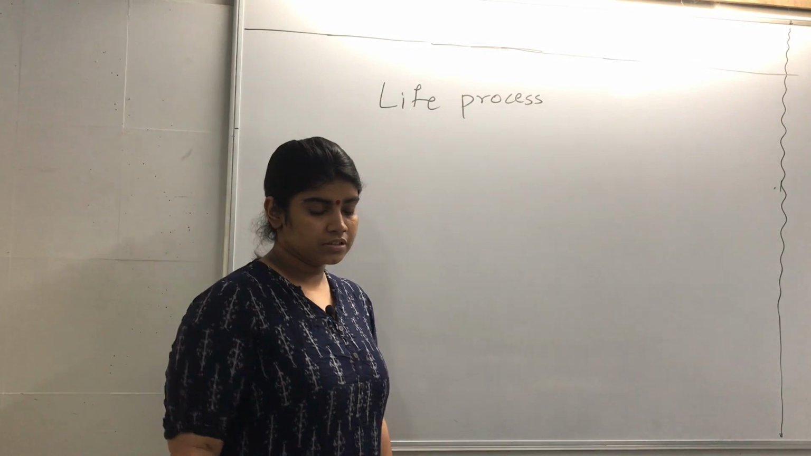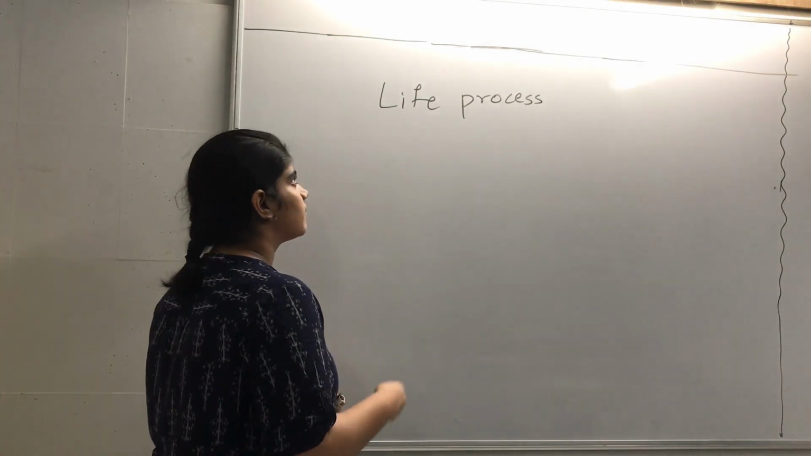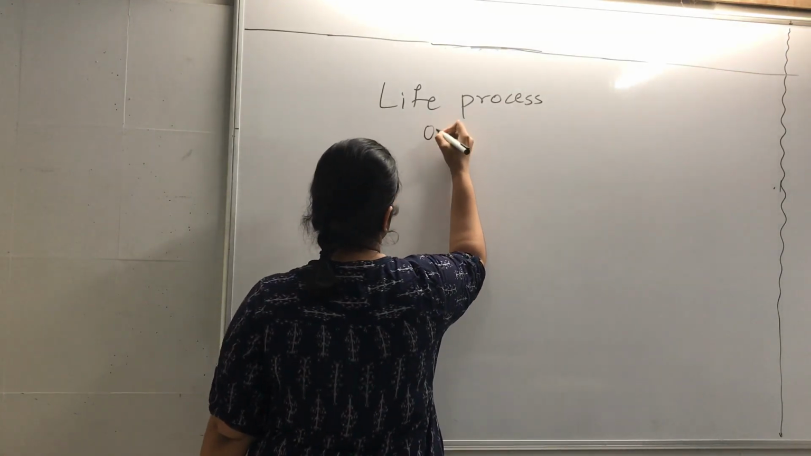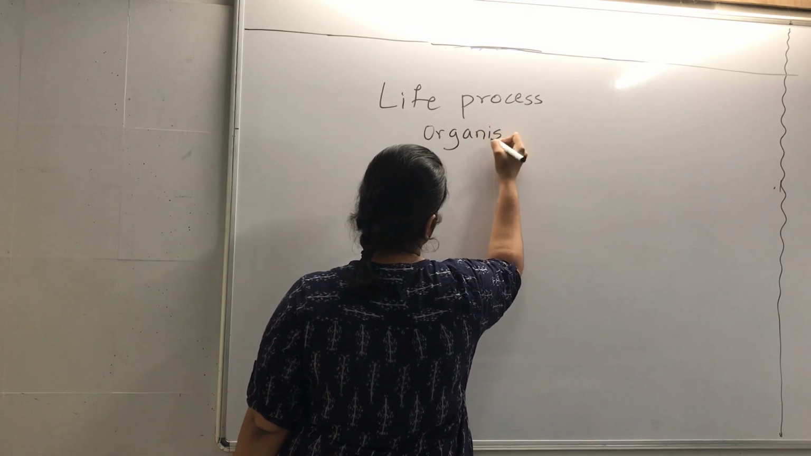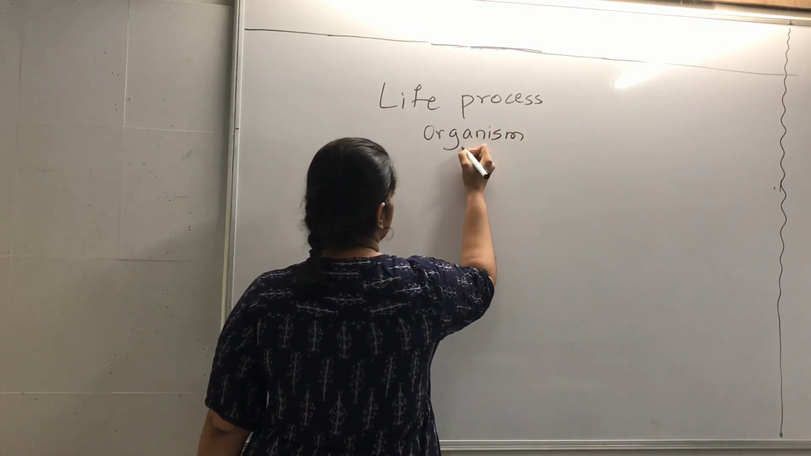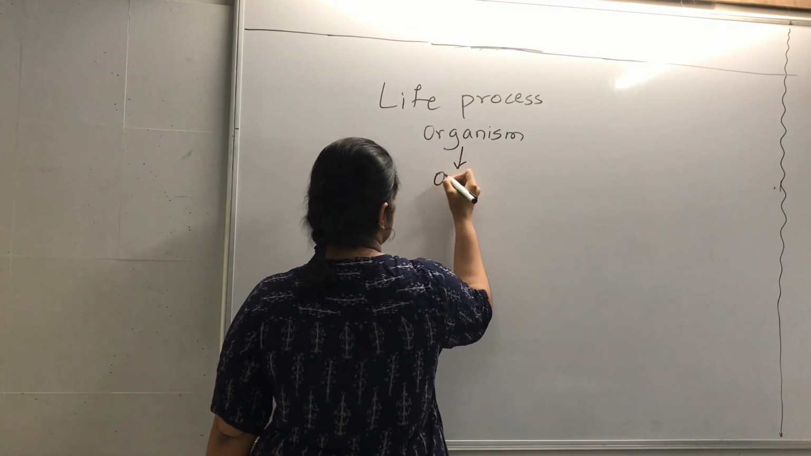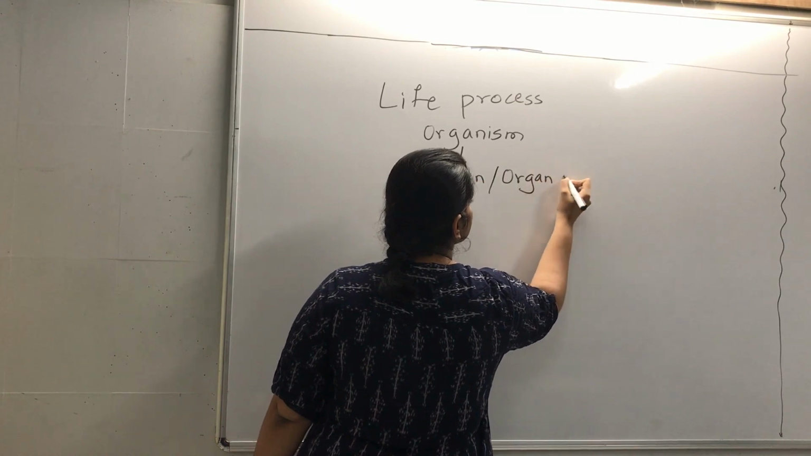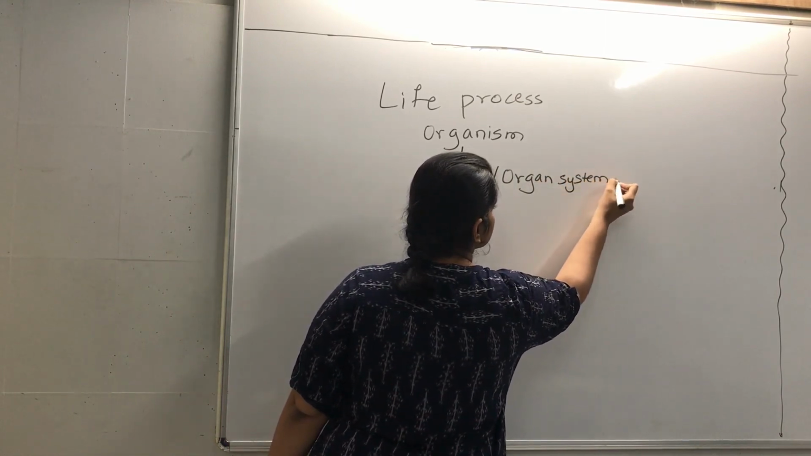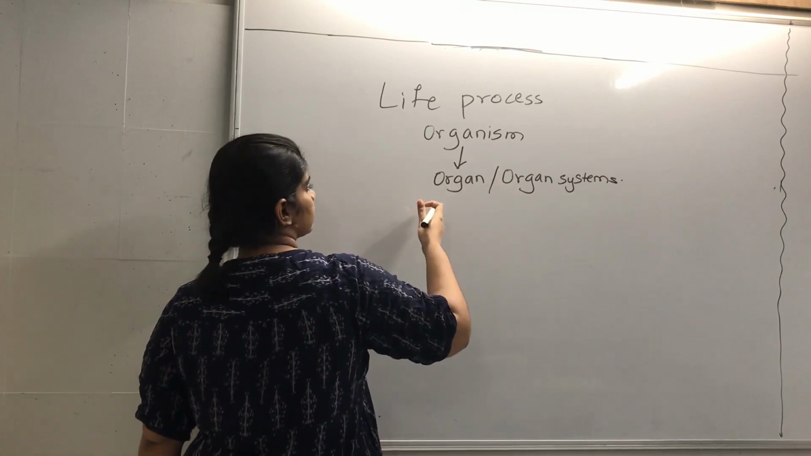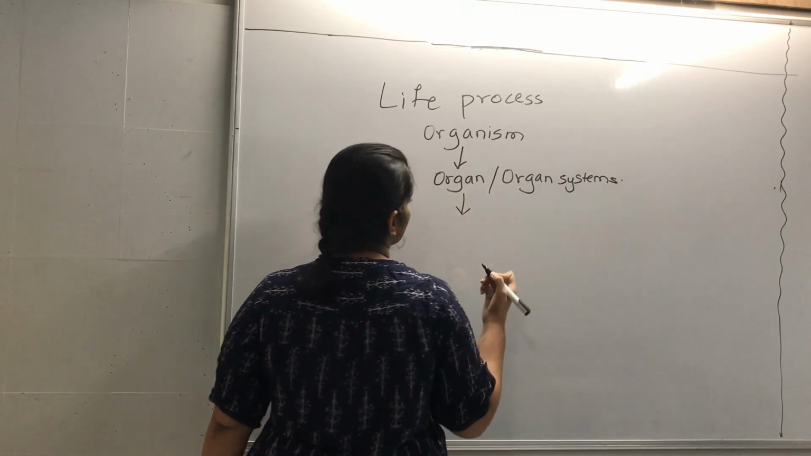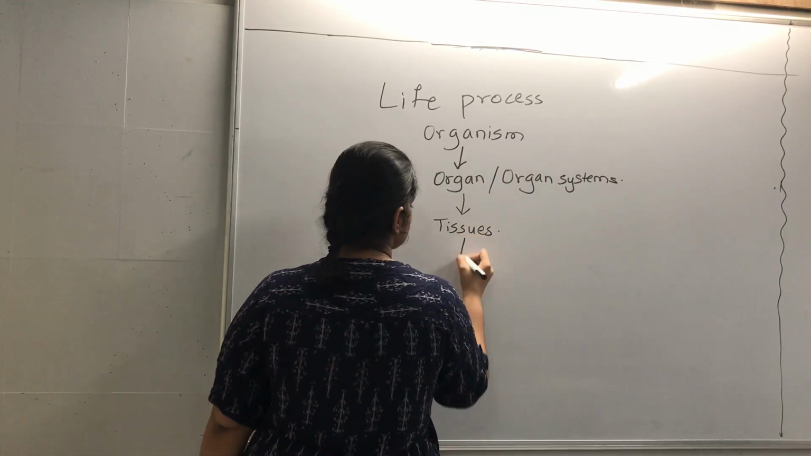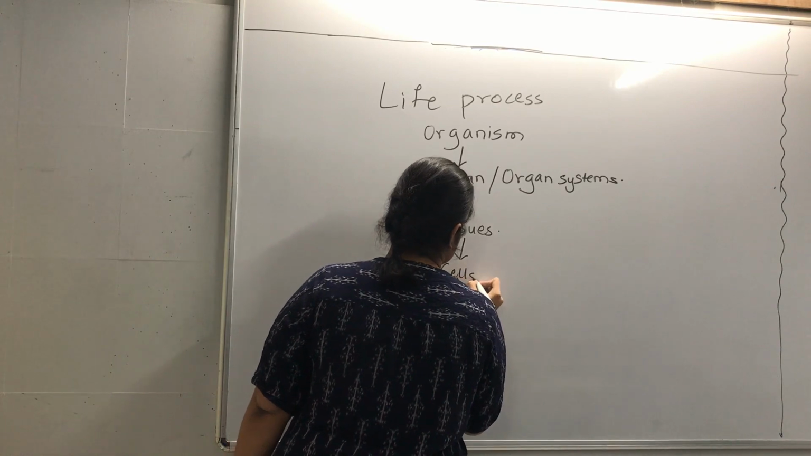Now we will just rewind somewhere to 9th standard, where we learned that life is made up of organisms. Now these organisms are made up of organs or organ systems. Now these organ systems, which are made up of organs, are then made up of tissues. Now these tissues are made up of cells.